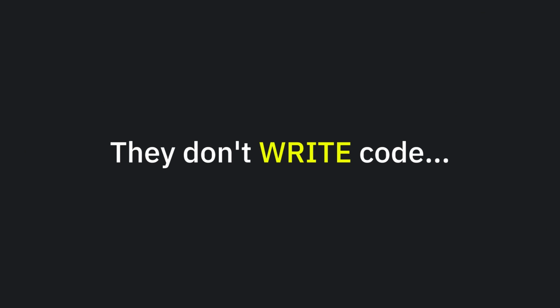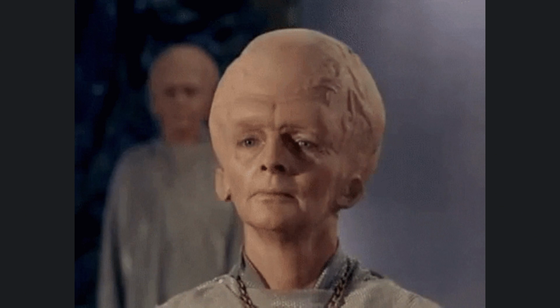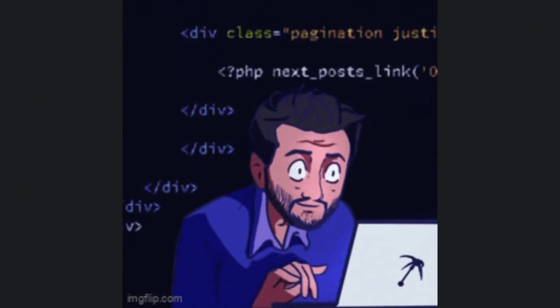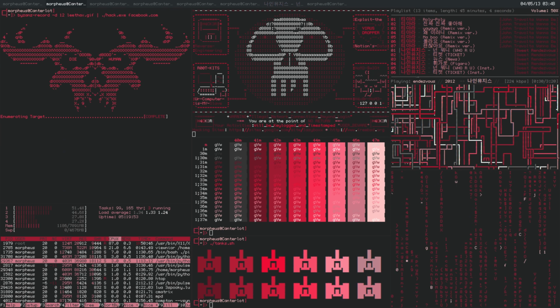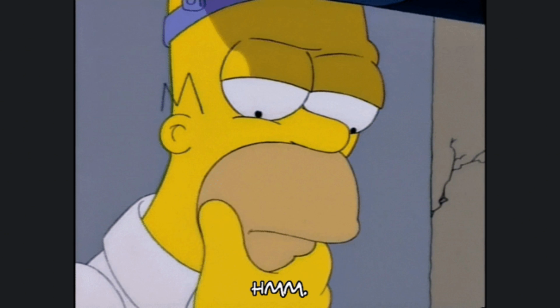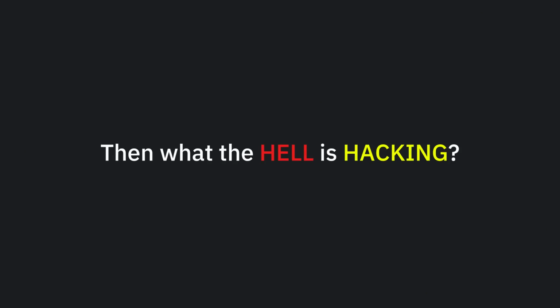They don't write code, they just execute it. And in their head, they don't need to write code, because the code obeys them. Actual hackers? Yeah, they write those scripts skids run blindly. They understand how stuff works, they reverse engineer, they plan, they study. Now you might be thinking, okay, if this ain't hacking, then what the hell is hacking?